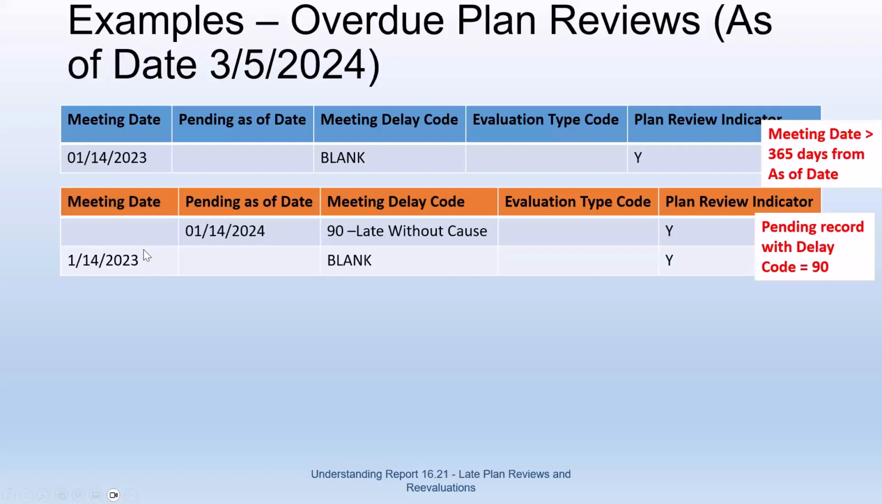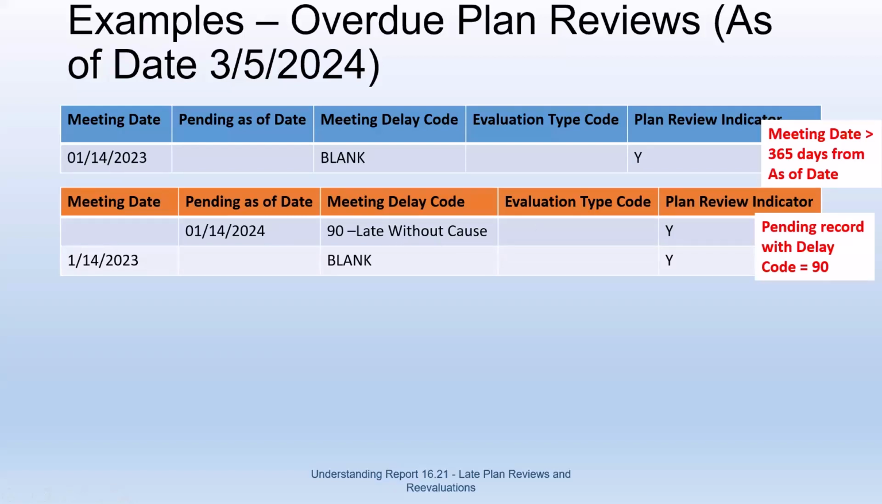In this next scenario, you'll see we have 2 records. We had a plan review that was held on January 14th, 2023, and then the LEA submitted a pending record as of January 14th, 2024, telling us this meeting is pending, but unfortunately, the meeting delay code is 90, which is late without cause. In this case, this gets counted as overdue with pending record because the meeting delay code is 90, late without cause.